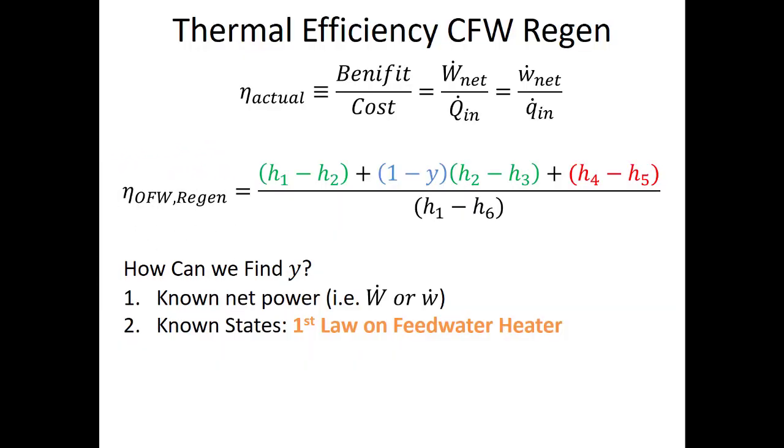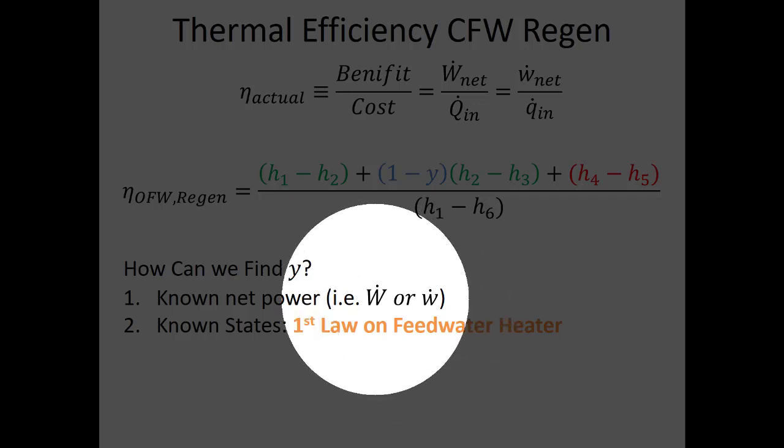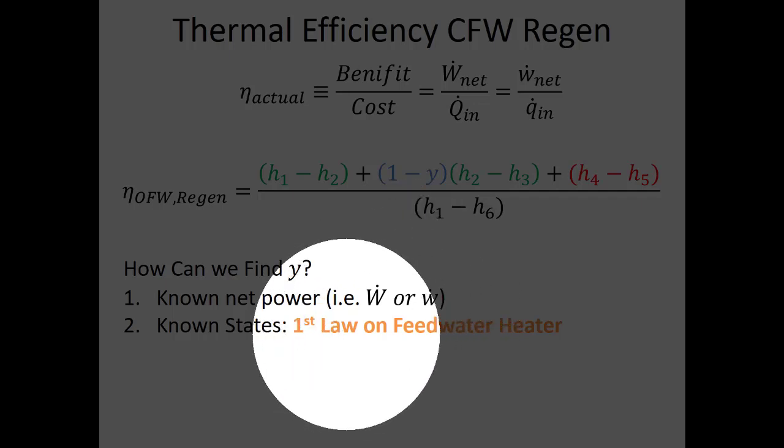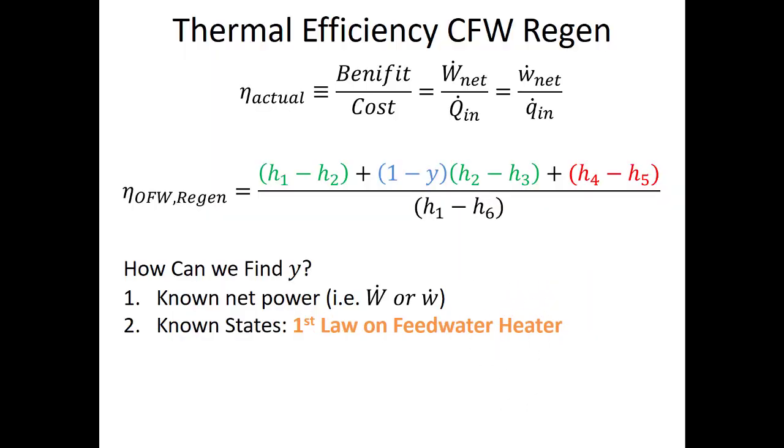And again, I'm left with this thing of, hopefully I can find all these enthalpies, but if I can't, how do I find y? So I need to find the enthalpies and I have to find y. So, how do I find y? Again, I'm looking for a case where hopefully I know the net power, but if I don't, then I want to look at doing the first law on a feedwater heater, or maybe on a condenser too, because the condenser in this case will have some mass fraction that's related to y.